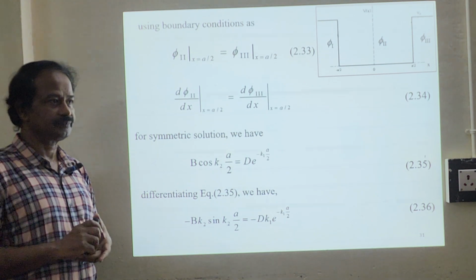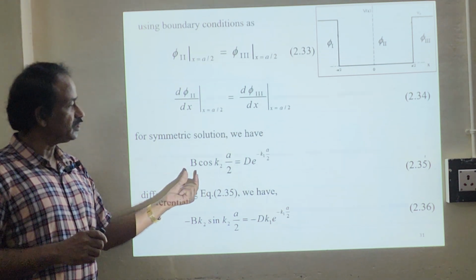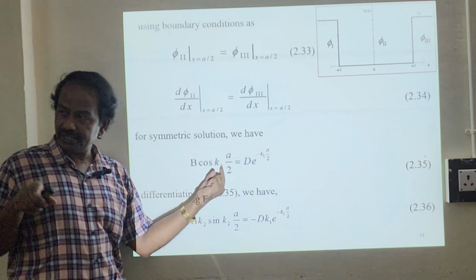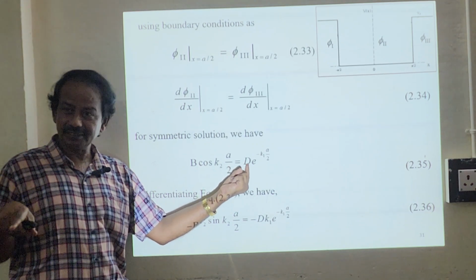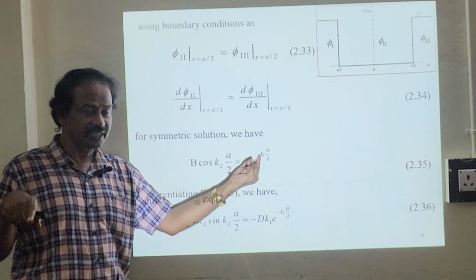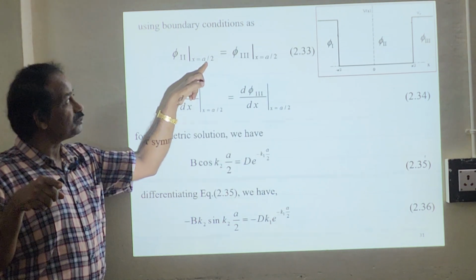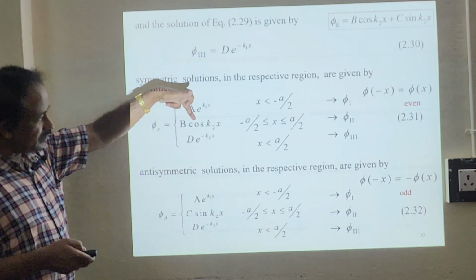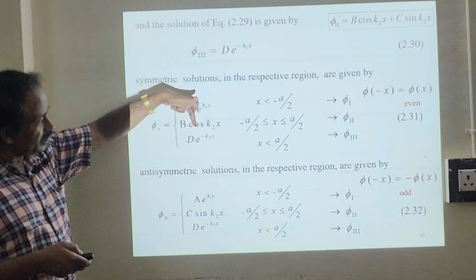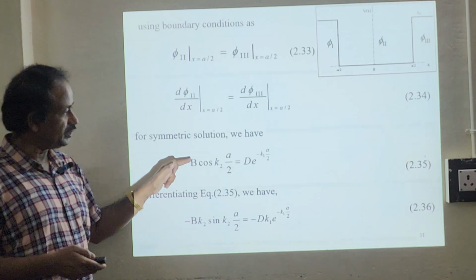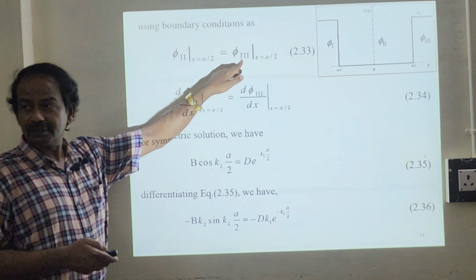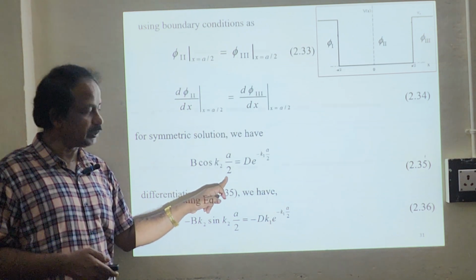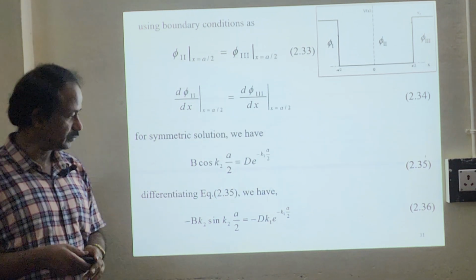First we will go for the symmetric solution. The symmetric solution is nothing but you substitute a by 2 instead of x. B cos k2x, which is equal to, this is in region 3, correct, D e power minus k1x. Instead of x, you substitute a by 2. Here, this is region 2, this is region 3, and we are going to equate these two: phi 2 equals phi 3 at x equal to a by 2. So B cos k2 a by 2 is equal to D e power minus k1 a by 2.